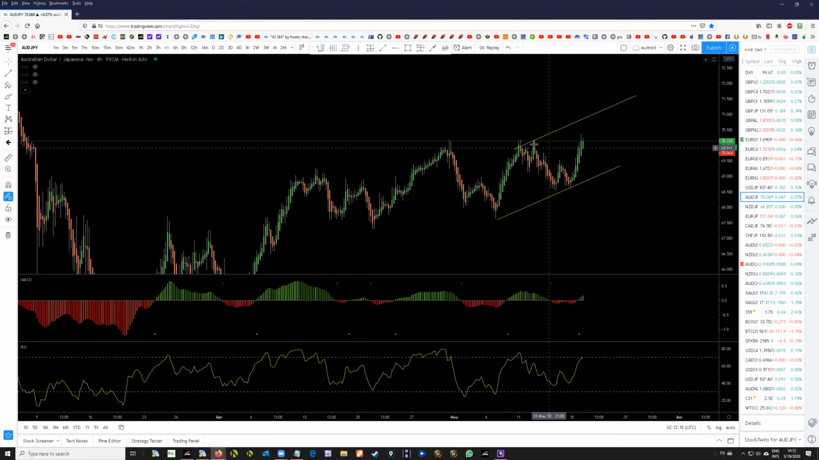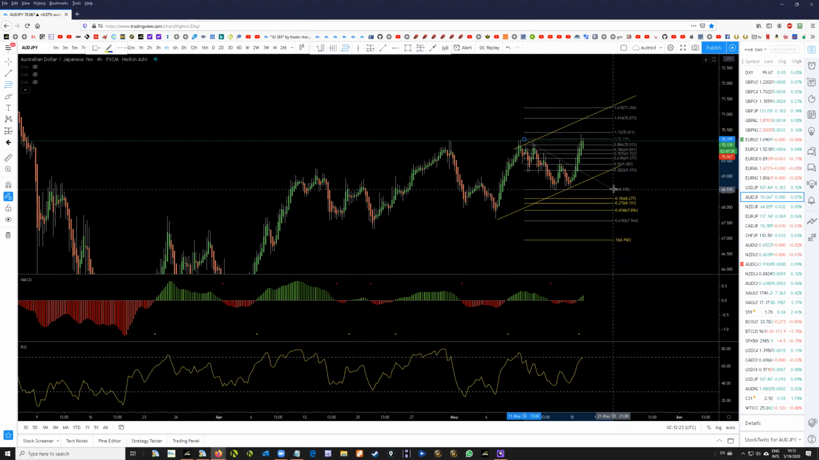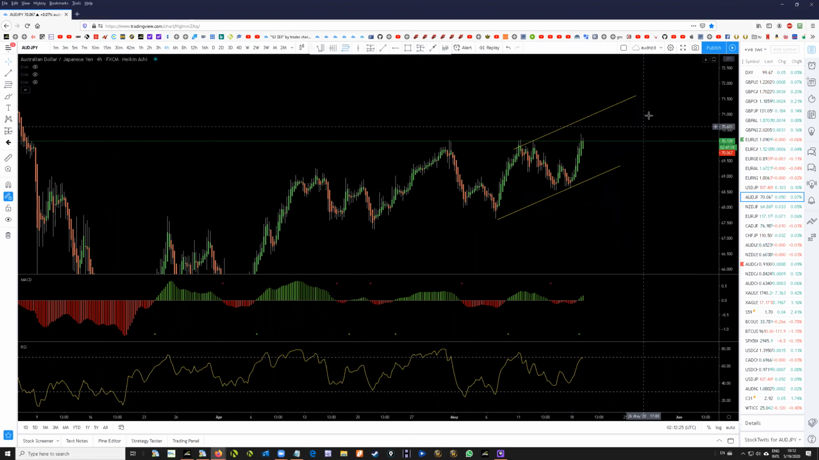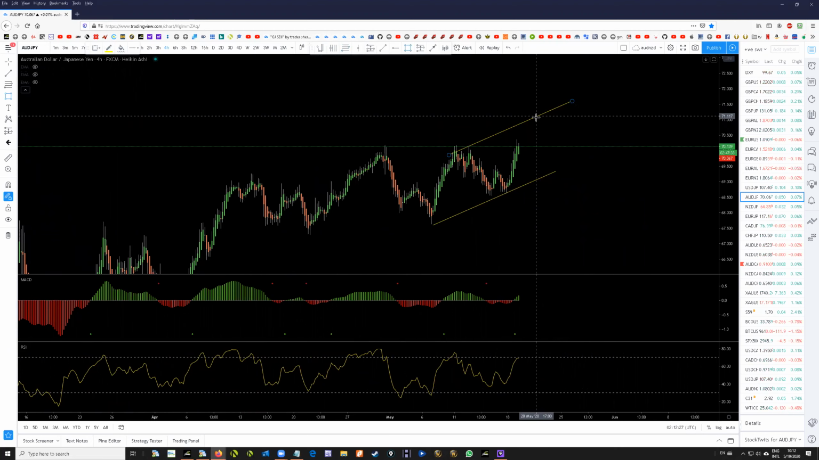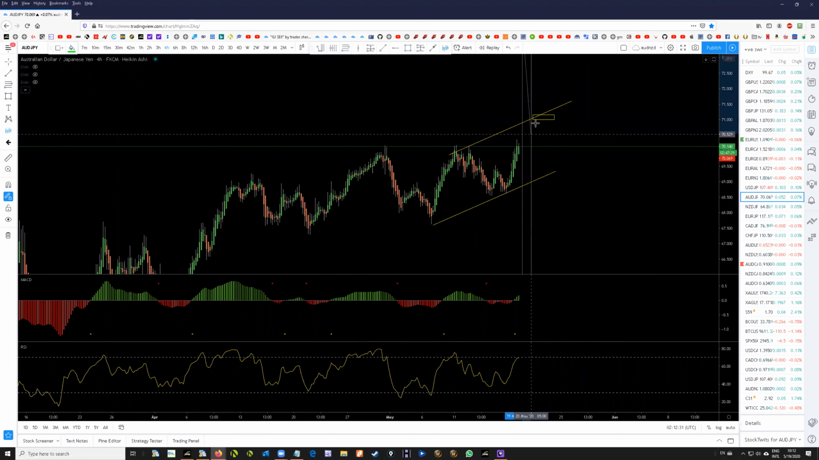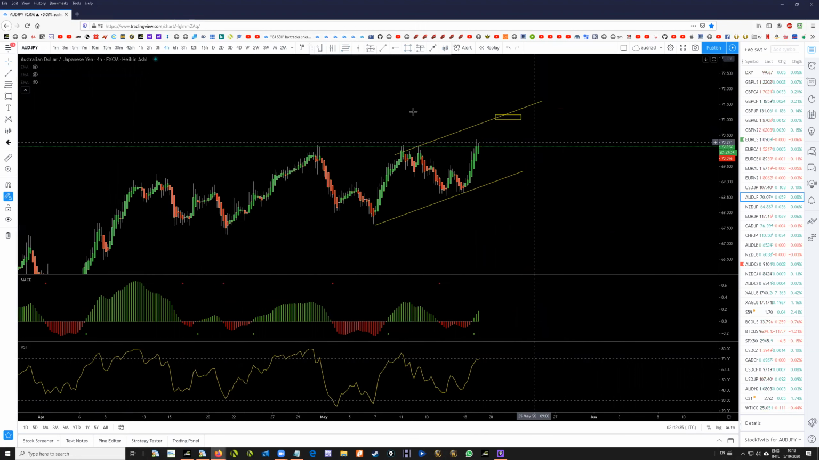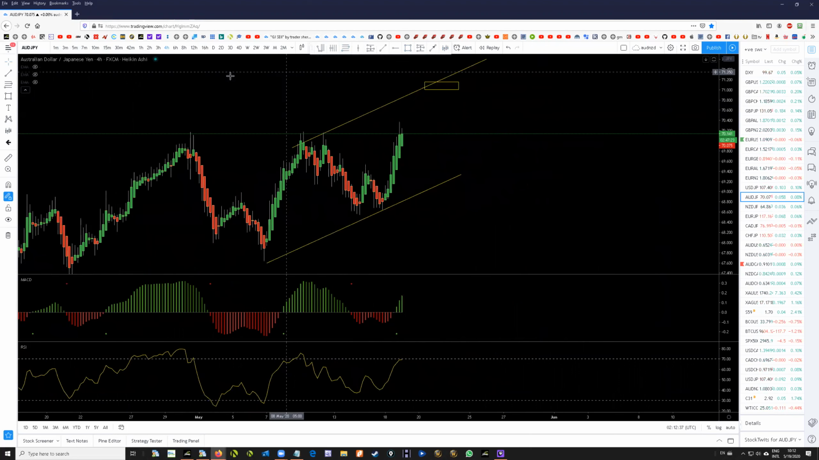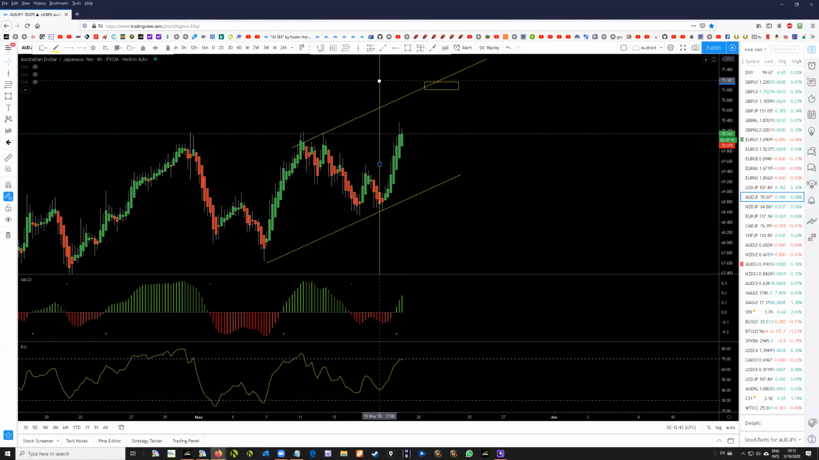Oh, let me see. So looking at Aussie yen, anywhere around 71, if you could get up this region, this would be good. It would be good to try to get there. That's what I'm thinking right now. Okay, so today is the 19th.